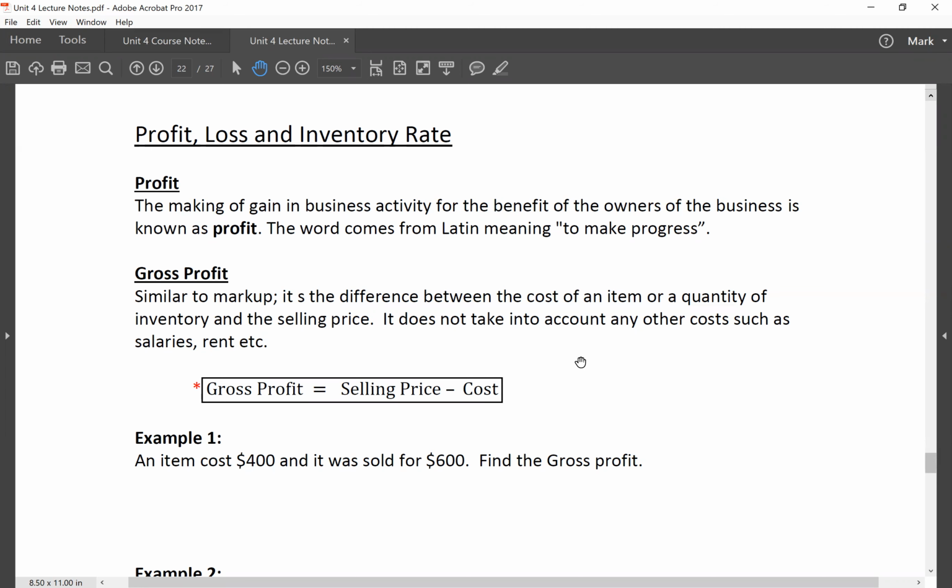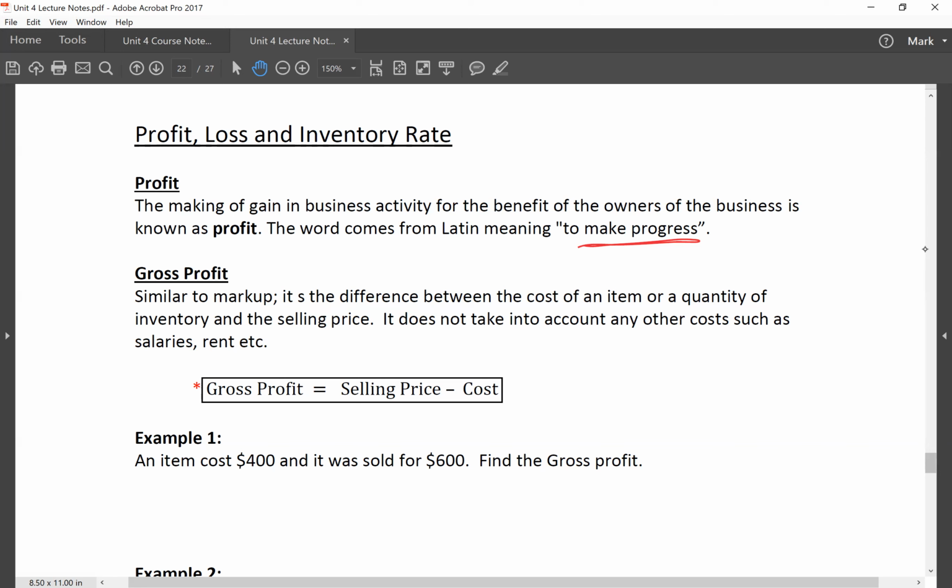Okay, so we talked about selling price, we talked about cost, we talked about discounts, but something we never talked about is a big term or a big definition in business, and it's the word profit. Profit is the gain of, well, it's basically the money that you made. It comes from Latin, meaning to make progress, and the definition there is weird. It says the making gain in business activity for the benefit of owners of the business. It's kind of like, in business terms, the money that you make.